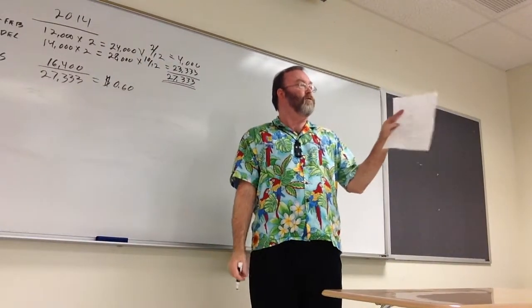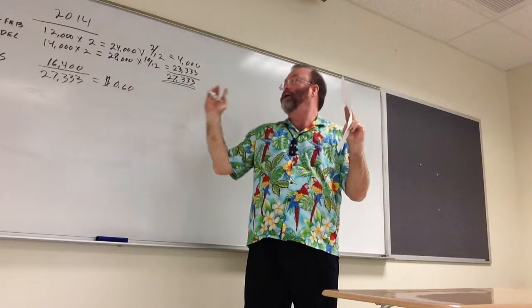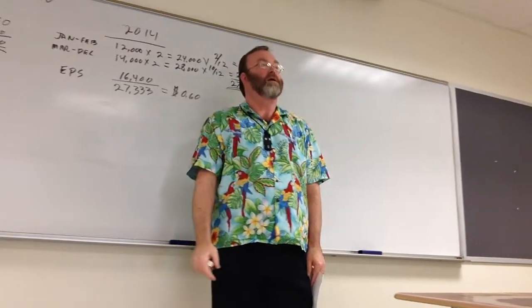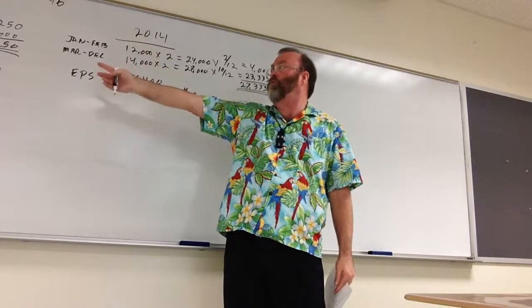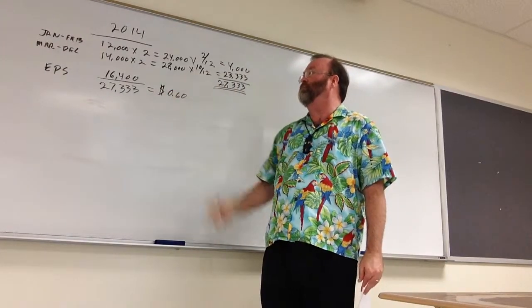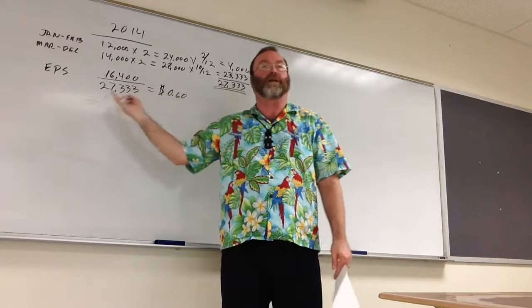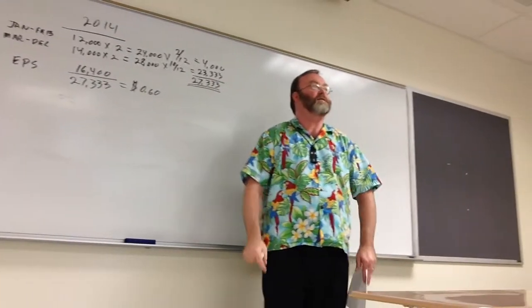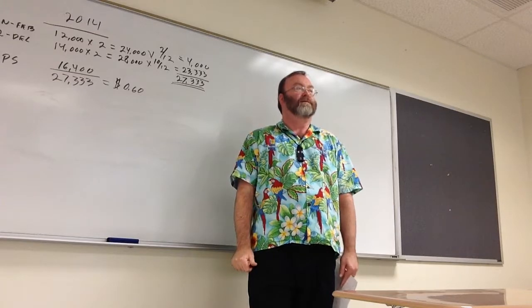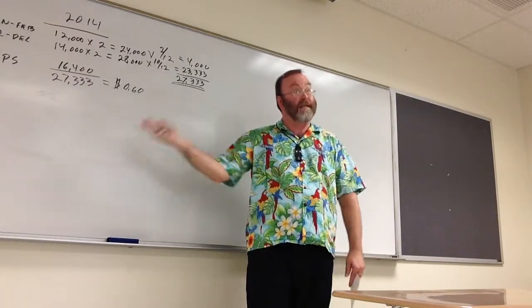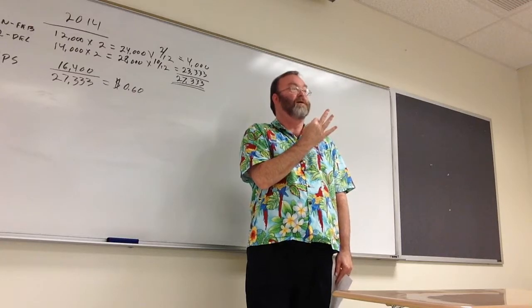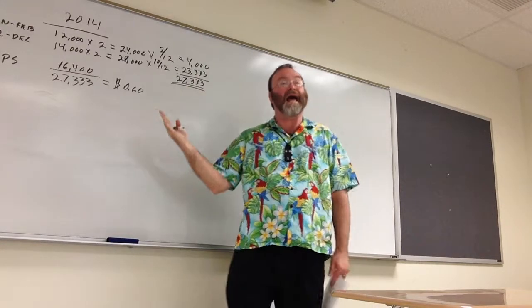Now, here's the answer to your question. If you're going to present a comparative income statement showing net income increasing from the first year of 2013 of 5,125 to the year end 2014 of 16,400, does this calculation that's on the board right now make sense? Did earnings per share go from 50 cents to 60 cents? Well, yeah, because that's what I wrote up there. But did that make sense? What happened to earnings? What happened to net income? It more than tripled. What happened to earnings per share? It went up a dime.